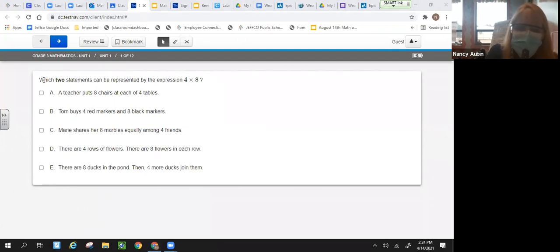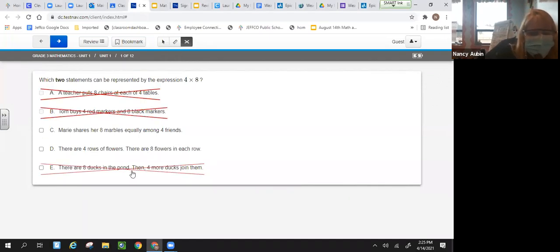So when you look at these problems today, be careful. Do you notice how it says which two statements can be represented by the expression 4 times 8? It's even in bold. So Katie, Henry, and Reese, if you read a teacher puts 8 chairs at each of 4 tables, and you don't think that goes with this one, you can click on the X and exit out. If you don't think it's those 3, but then you change your mind, you just go back up to Answer Eliminator, click on it again, and you can unclick, hopefully. Let's see. Oh.